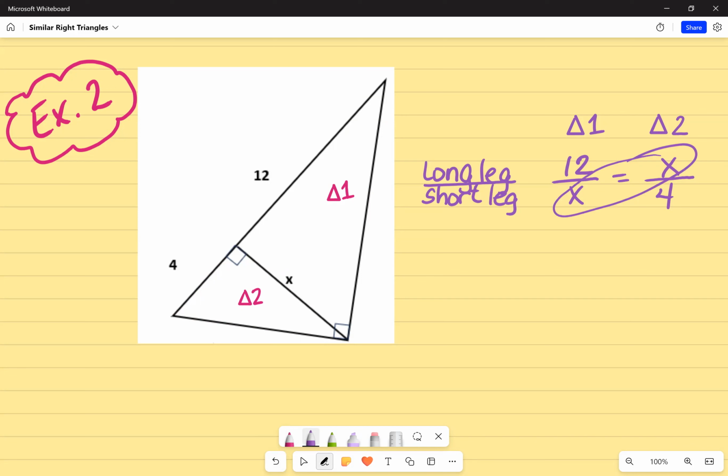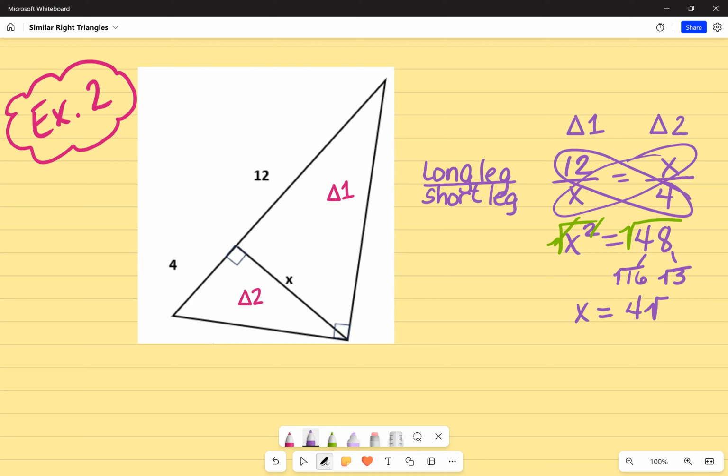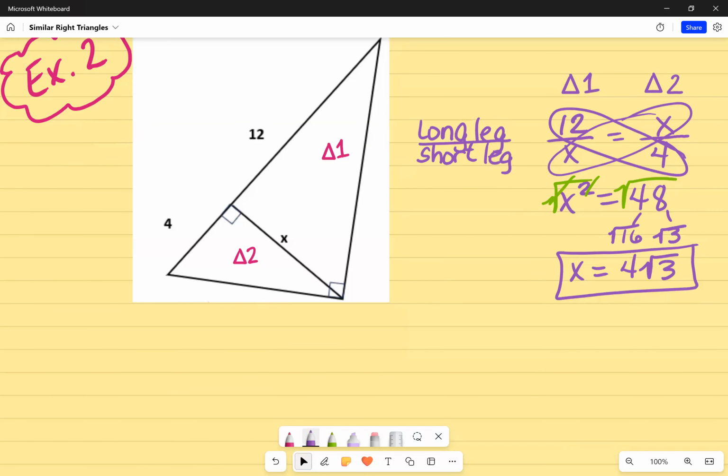So X times X is X squared. And then 12 times 4 is 48. So I don't want X squared, I want X. The inverse of X squared is to take the square root. Once I do that, I have X is equal to the square root of 48, and then I can further simplify this. This is going to be 16 times 3, or you could say 6 times 8, but you want to keep going to the simplest radical form. And so this would actually be 4 radical 3. That's how I want you to leave your answer, as a radical.